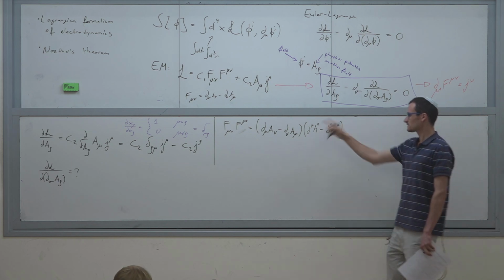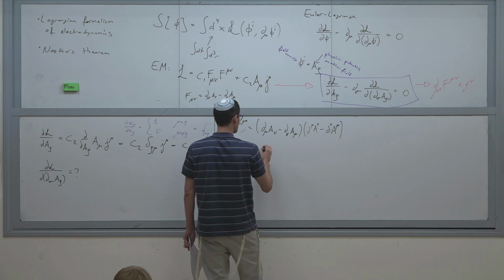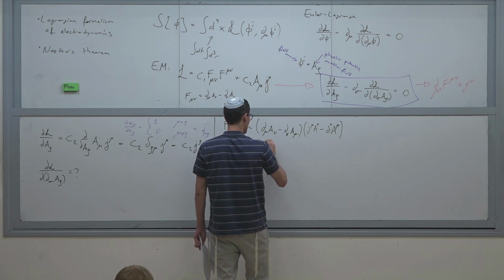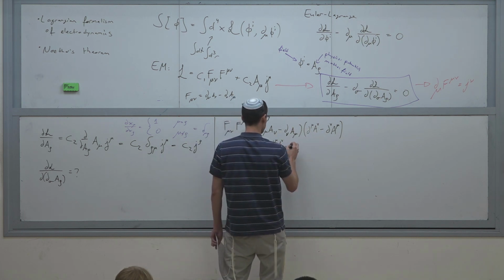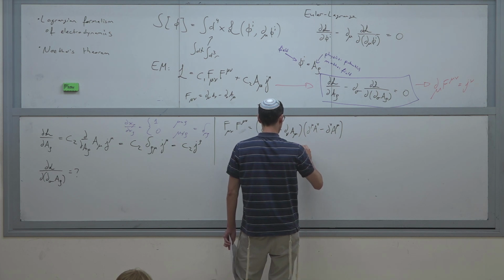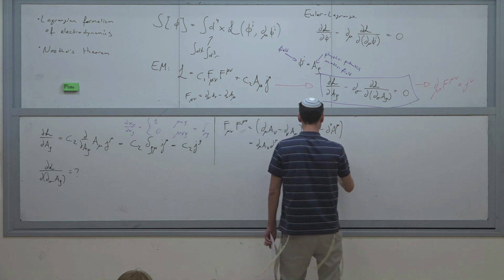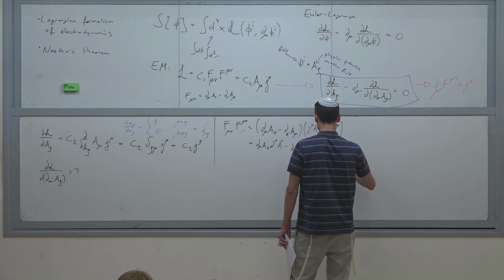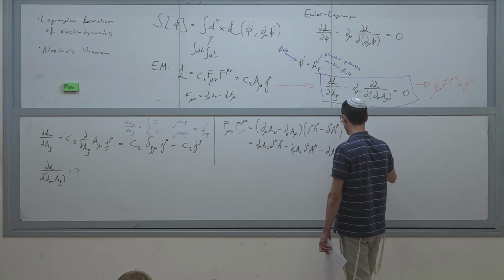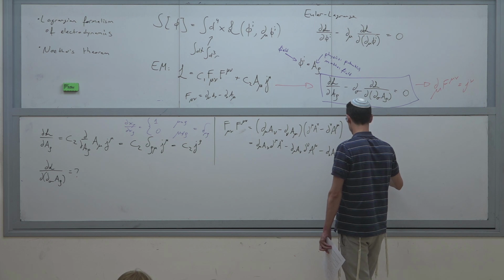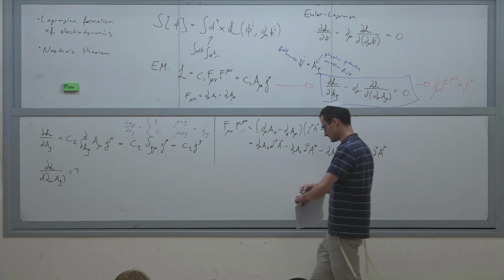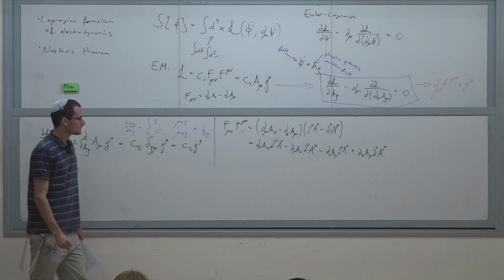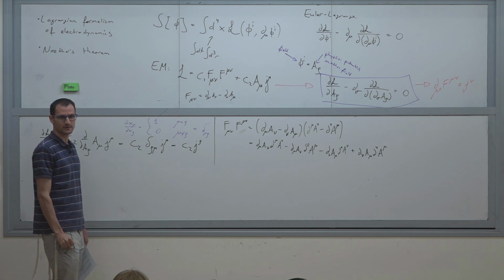And now I can multiply, so take away the brackets, so I get 4 terms. I have d mu a nu d mu a nu. Then I have minus d mu a nu d nu a mu. Another minus d nu a mu d mu a nu, and plus d nu a mu d nu a mu. These terms look very similar, but they're slightly different.